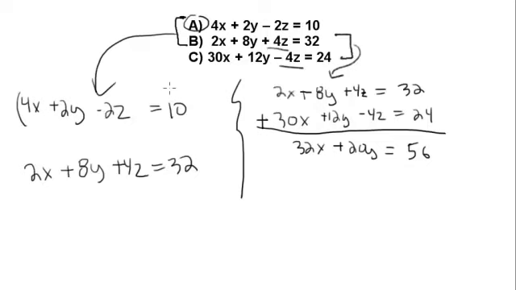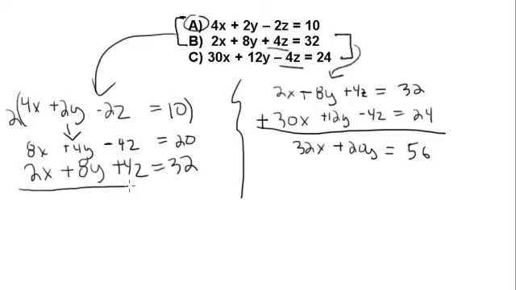To be able to do that, though, let's multiply the top by 2, which will make our z nicer. So this equation becomes 2 times 4, 8x, 2 times 2, plus 4y, minus 4z, that's what we wanted, equals 20. Okay, so now our z's are going to go away, and we're going to end up with 10x plus 12y equals 52.